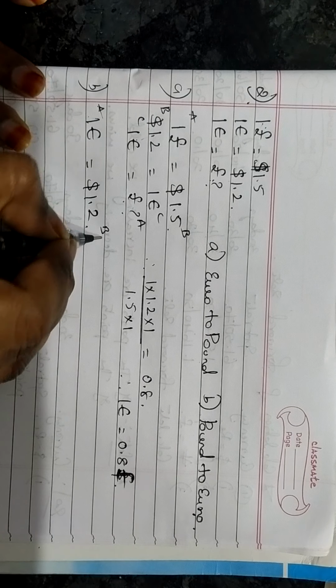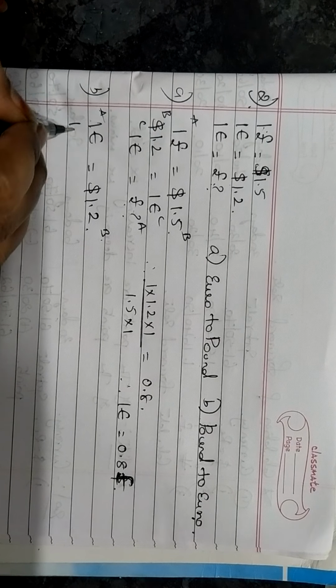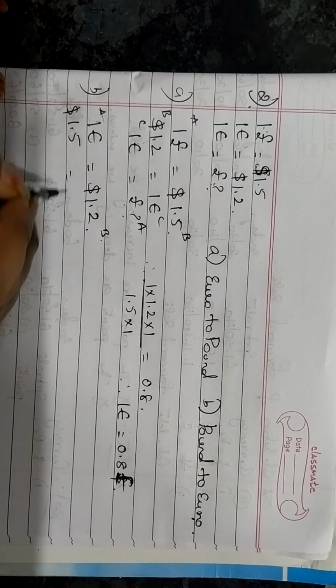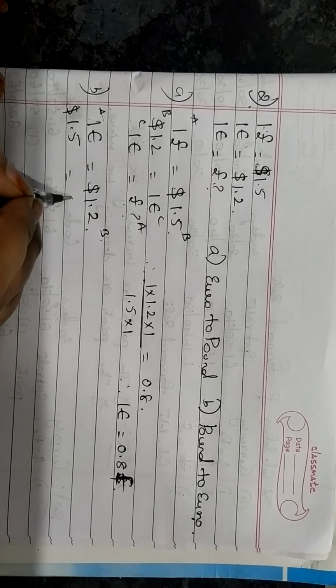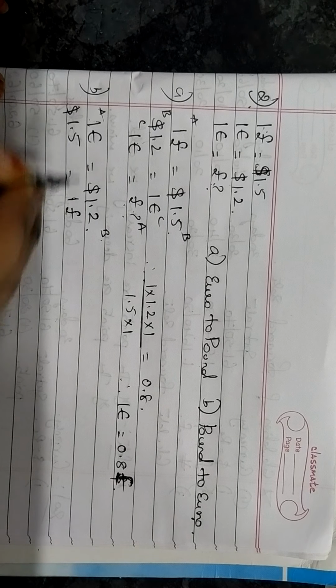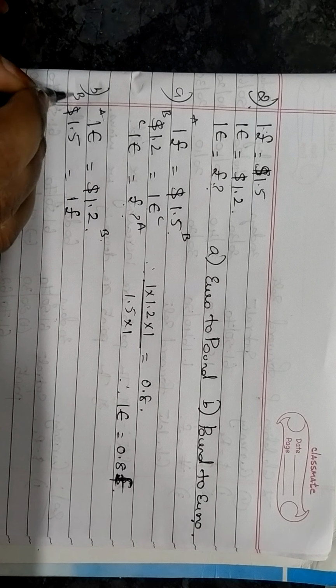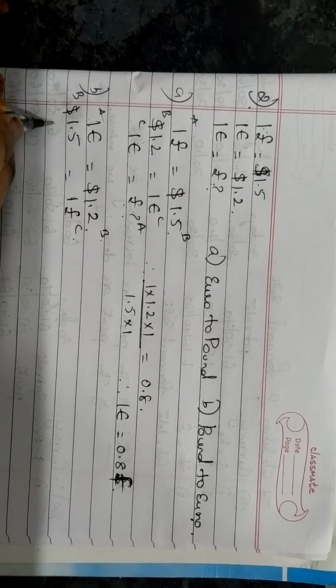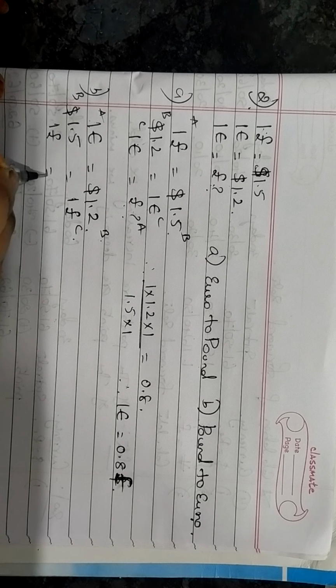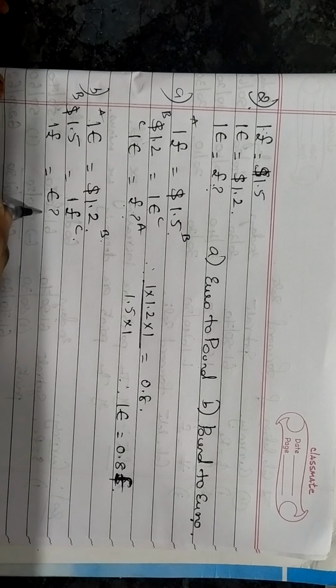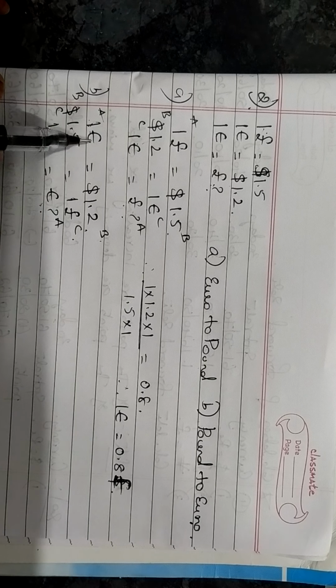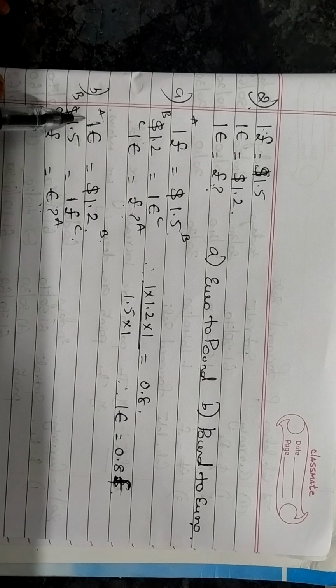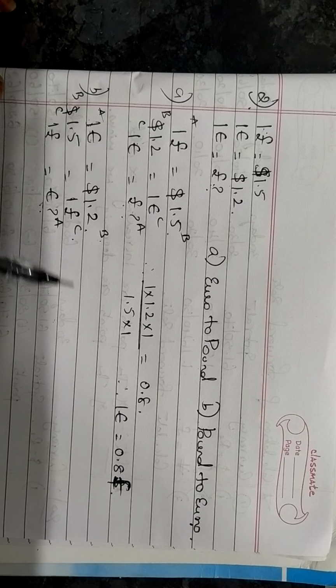So AB. Here again when I write, it will be $1.5 is equal to 1 pound. So this will be BC. So 1 pound is equal to how many euros? So CA. So I have got euro on both. On the first also I have started with euro and I have ended with euro. So the rule is correct.